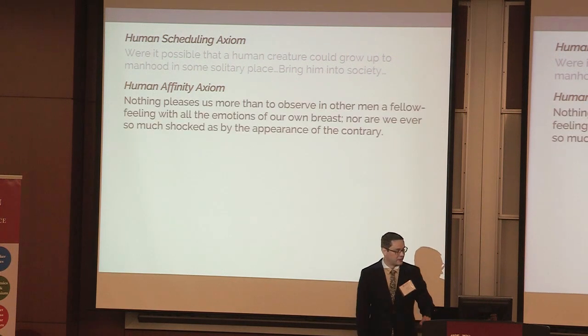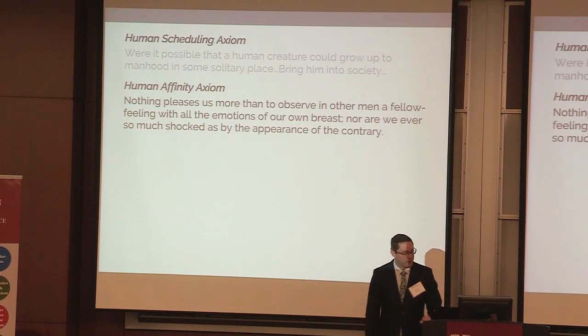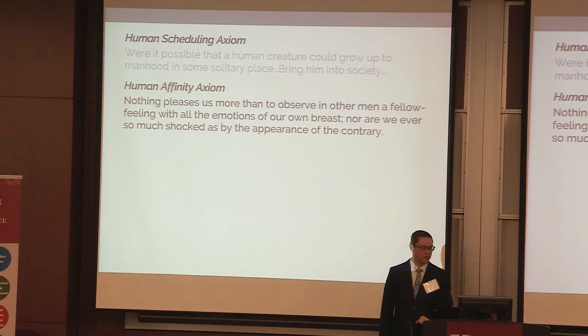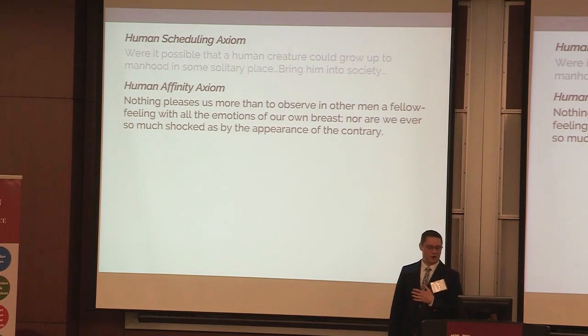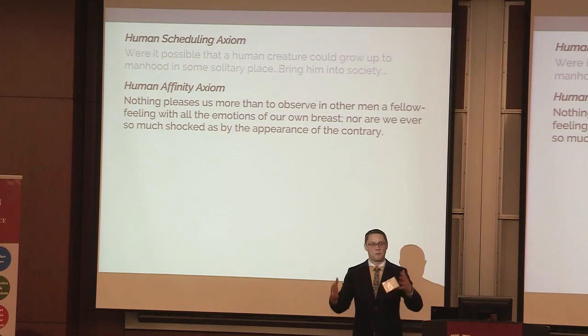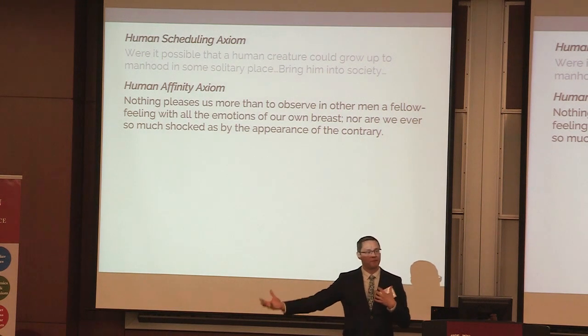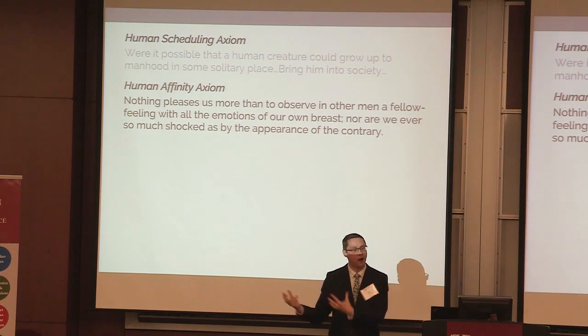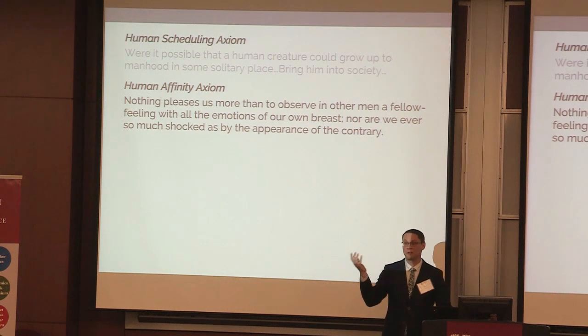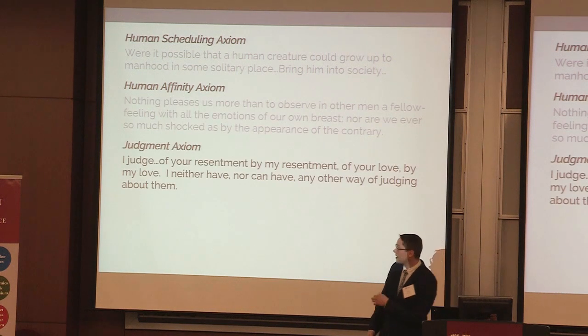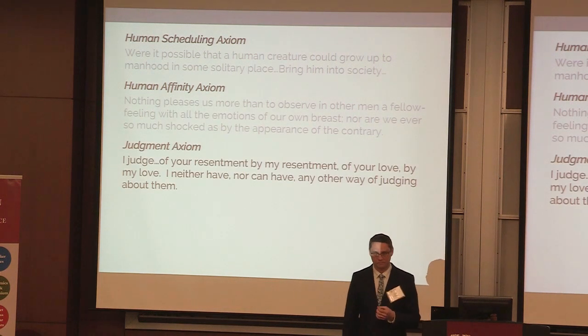And as Smith puts it, nothing pleases us more than to observe in other men a fellow feeling with all the emotions of our own breast. Nor are we ever so much shocked as by the appearance to the contrary. So we feel good when other people feel what we feel. We want to be part of feeling with them. So now we live in groups, we get pleasure out of this, and now we're moving into where humans are different than other animals, what I might call the judgment axis.